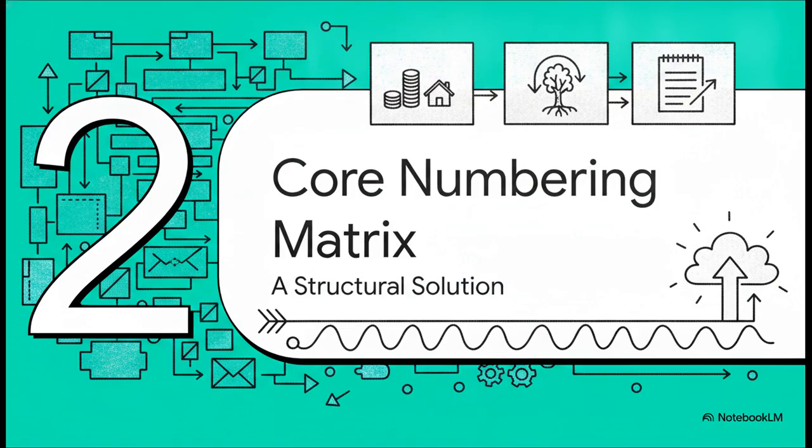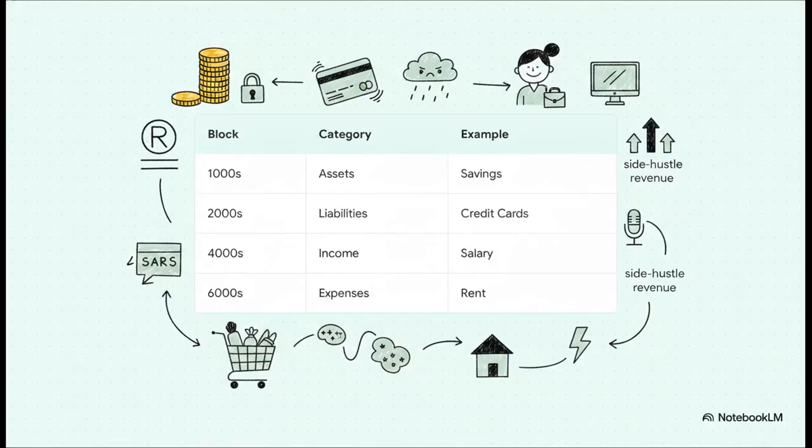Which brings us to Section 2, the core numbering matrix. This right here is the structural solution to all that chaos we just talked about. We're going to look at a compact, intuitive, 3 to 4 digit numbering convention. So this architecture basically organizes your primary ledgers into really clear numeric blocks. Think of them almost like buckets.